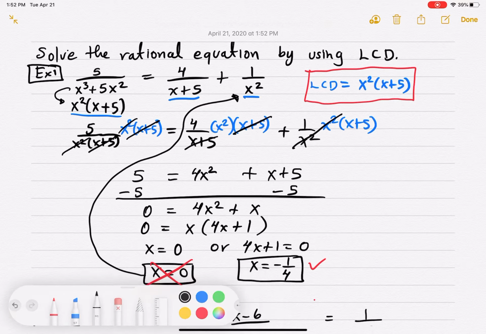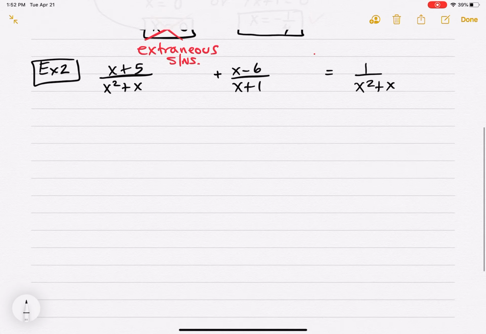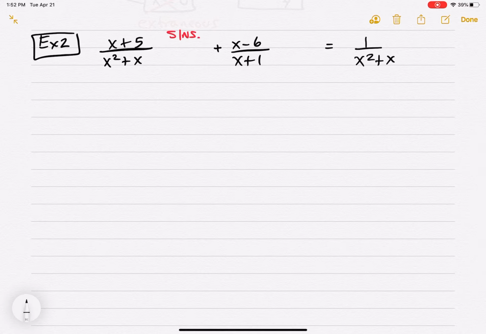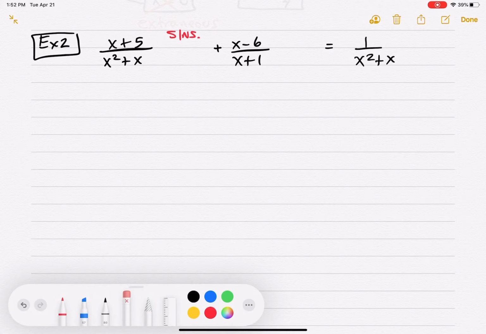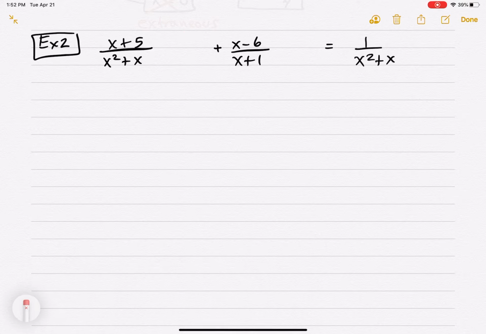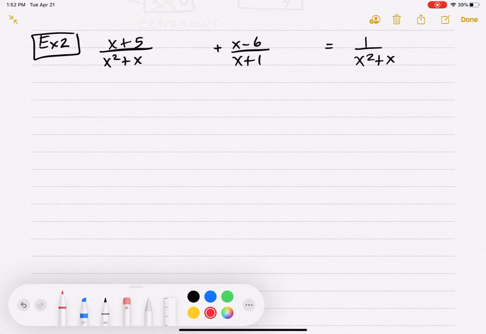Okay, so let's move on to example number 2. I'm going to go ahead and erase that solutions part so we don't get confused. Okay, and so here it is. Example number 2. Notice that I gave myself a lot of space right there to start with. That way I don't have to rewrite the problem over again.